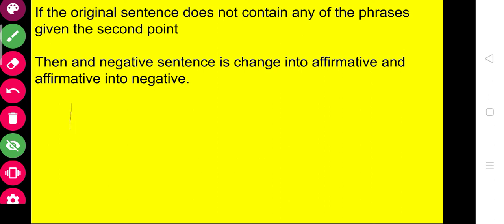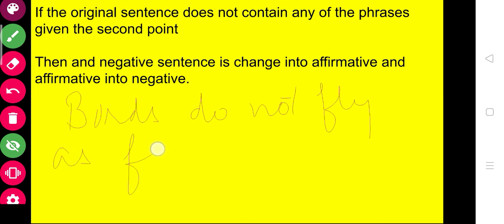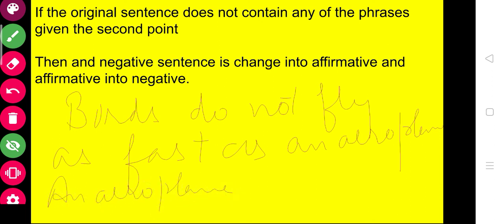For example, if I say, birds do not fly as fast as an aeroplane. Okay, so we are saying it in a general way. Birds do not fly as fast as an aeroplane. So how is it going to be changed? An aeroplane will take the first place. If the question is in the negative, the answer would be in the positive.